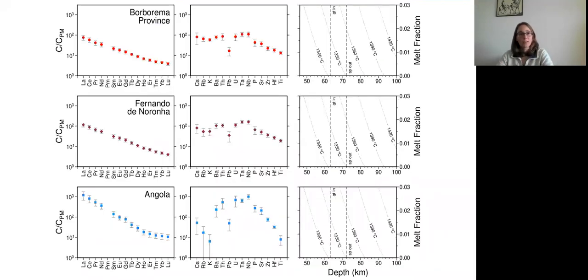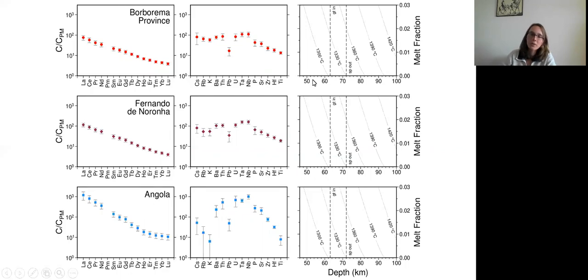So let's start with the volcanic geochemistry. This should look familiar. Across the top here are compositions of the onshore Brazilian province, so the Borborema province. The middle is the Brazilian volcanic island of Fernando de Noronha, and across the bottom is Angola. So the left-hand panel here are the rare earth element compositions, average compositions observed in the samples. And the right-hand panel is what we're interested in, so the melt fraction distribution as a function of depth.